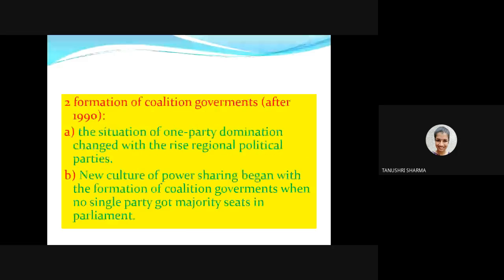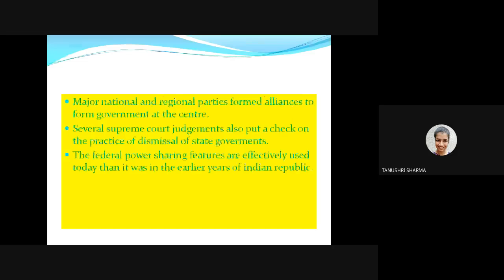Formation of coalition governments after 1990. The situation of one-party domination changed with the rise of regional political parties. A new culture of power sharing began with the formation of coalition governments when no single party got a majority of seats in parliament. Major national and regional parties formed alliances to form government at the center. Several Supreme Court judgments also put a check on the practice of dismissal of state governments. The federal power sharing features are used more effectively today than in the earlier years of the Indian Republic.